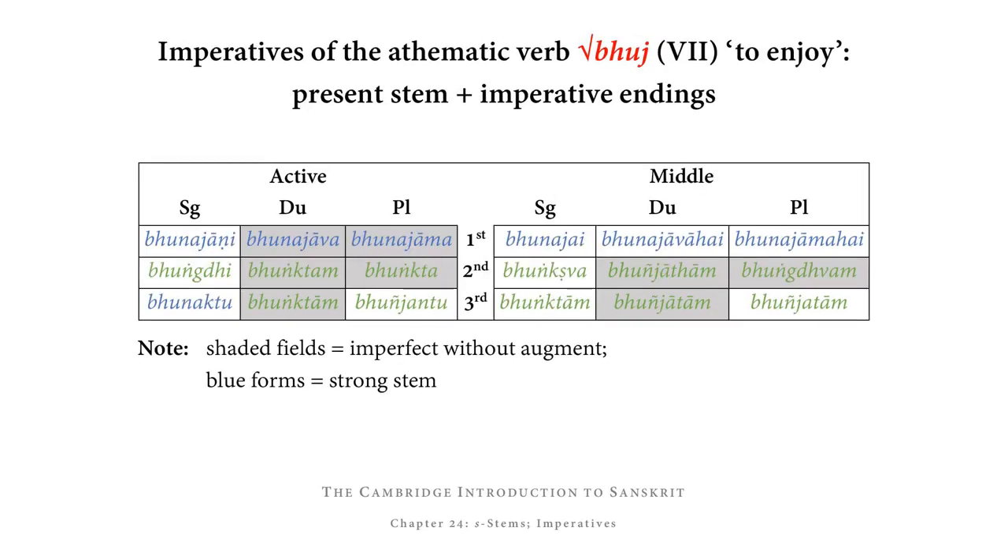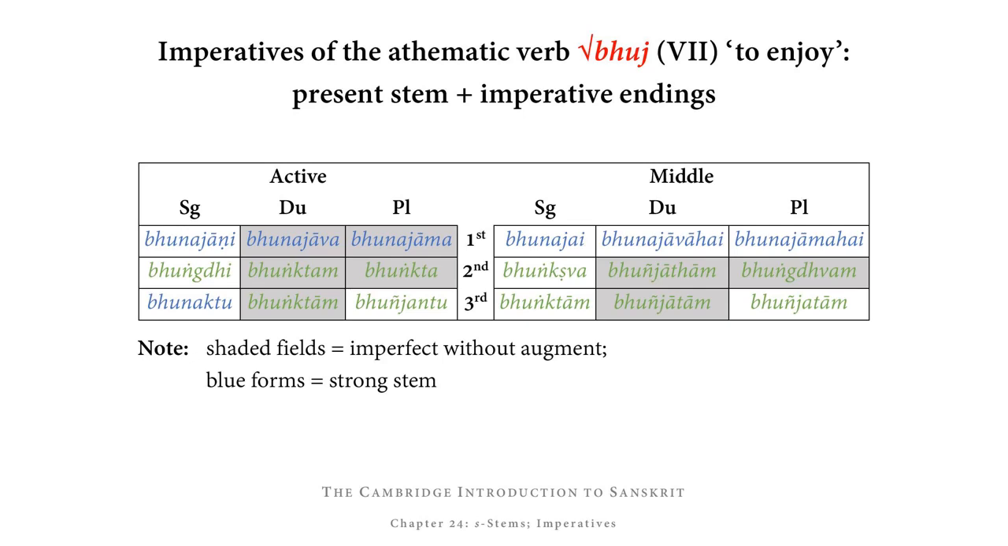Then on to athematic imperatives. And here we are looking at the forms of the verb bhuj, which means to enjoy and is class 7. And so it has a strong stem bhunaj and a weak stem bhunj. What we find is as follows in the active. Bhunajani, bhungdhi, bhunaktu, bhunajava, bhunktam, bhunktam, bhunajama, bhunkta, bhunjantu.